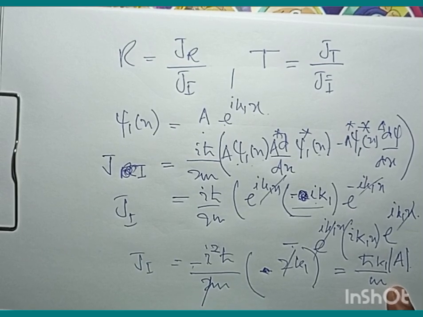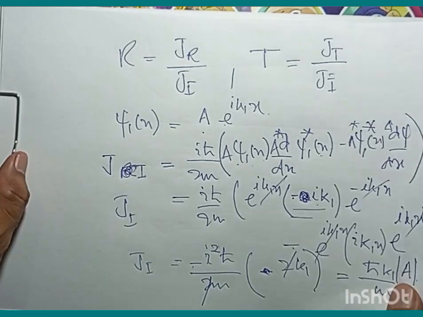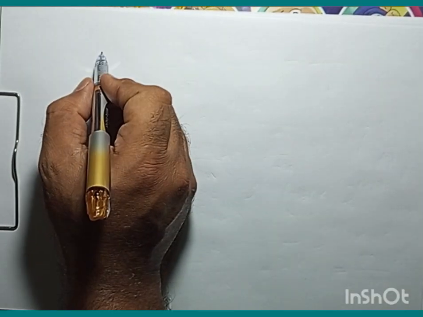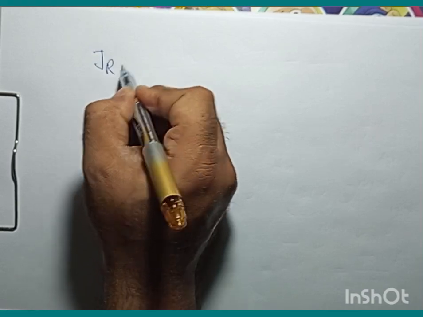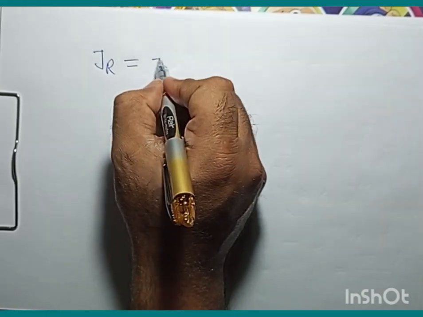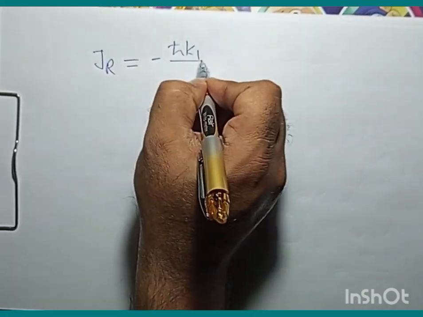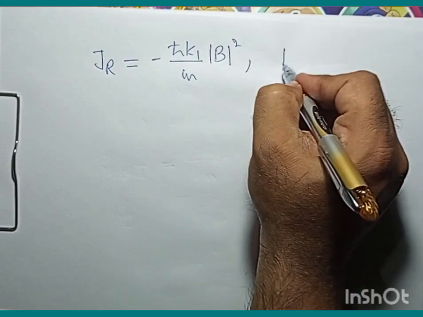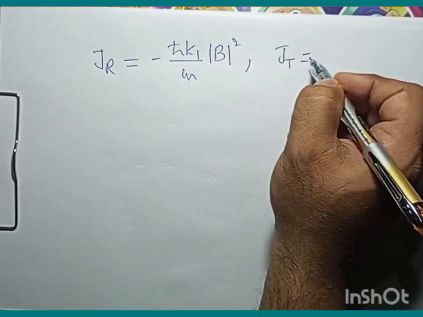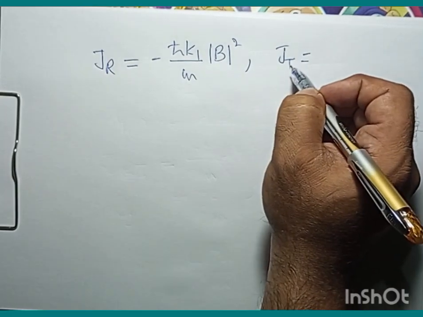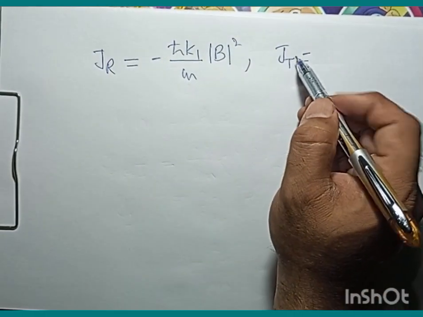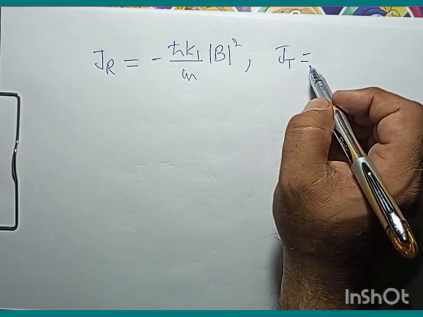Okay, and similarly, in the same fashion as we have calculated Ji, we can calculate J reflected. J reflected will be minus h cross k1 by m times B square, and you will have J transmitted. The same kind of calculations have to be done, where you have to take psi of the region R, and those symbols are already talked about, and we can calculate that.